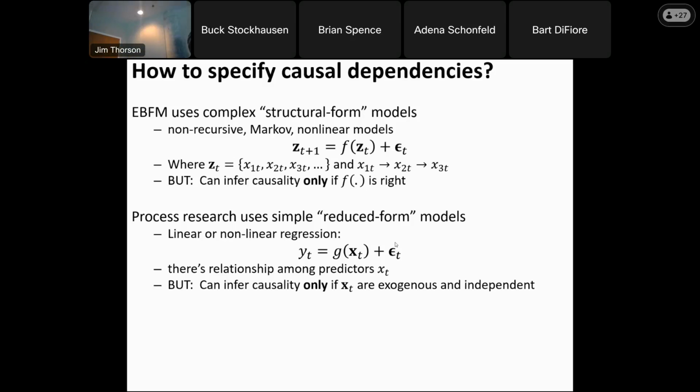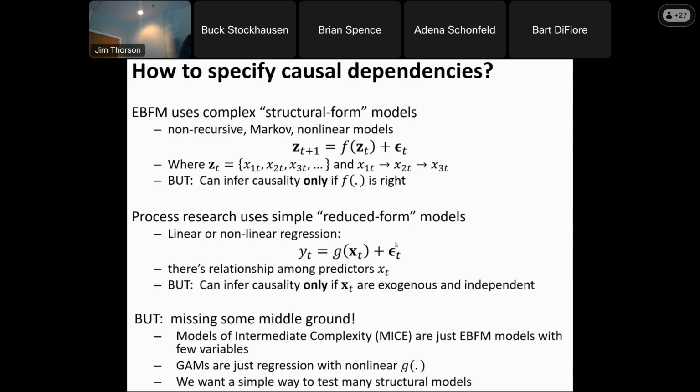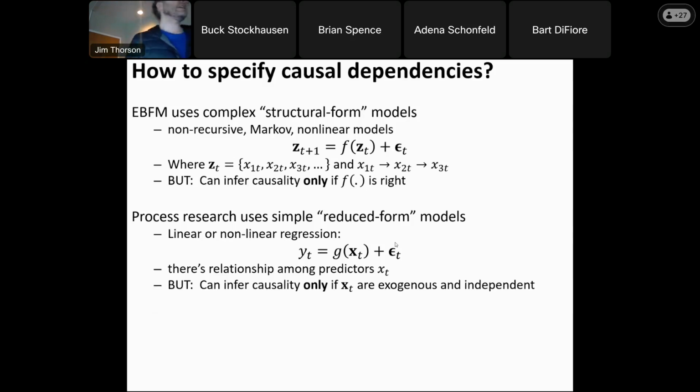Process research, by which I mean all the people paid to do habitat studies and survey juveniles, do short-term targeted experimental or observational studies, often reduced form models where they take one thing and regress another and hope that they get something significant. And if you get something significant, it's often tempting to claim that X is causing Y, like PDO might be causing recruitment of anchovies or something.